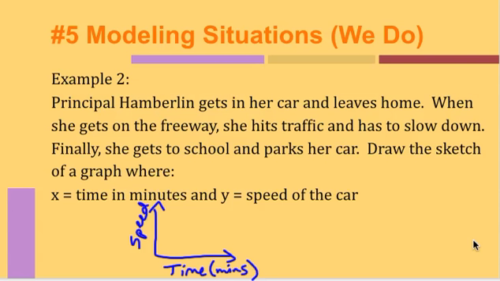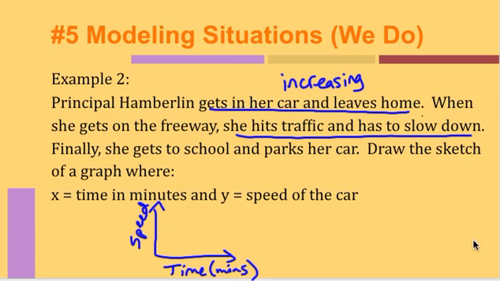So, now what I'm going to do is go ahead and go through each statement and determine whether it's going to be increasing speed or decreasing speed. So Principal Hamberlin gets in her car and leaves home. When she gets in her car and leaves home, that means that her speed is going to be increasing. She's parked and her speed is increasing. Next, she gets on the freeway, she hits traffic and has to slow down. Slowing down implies that we are decreasing.